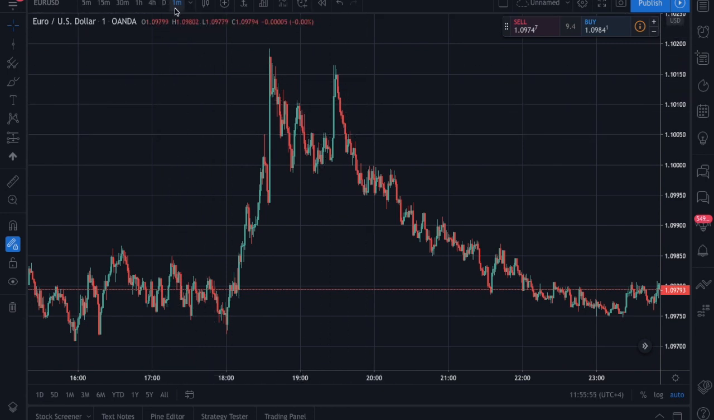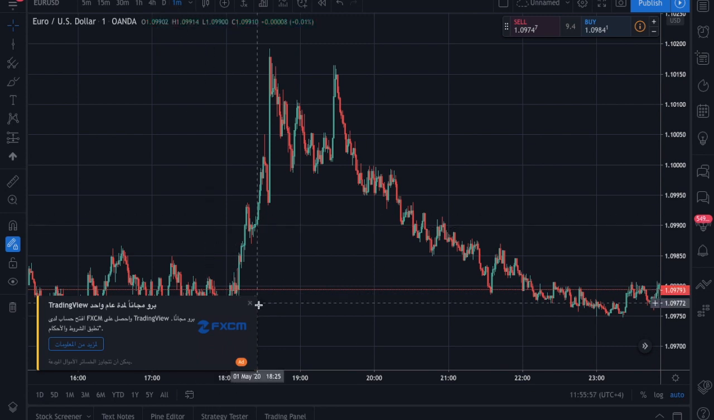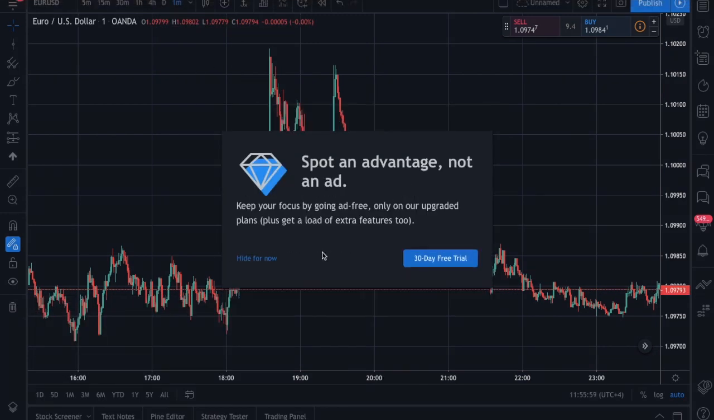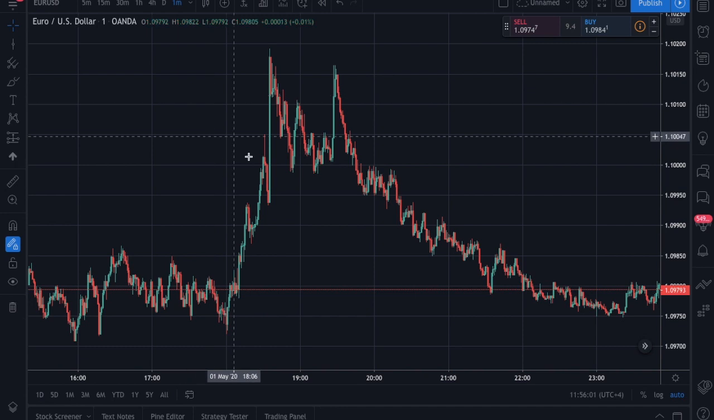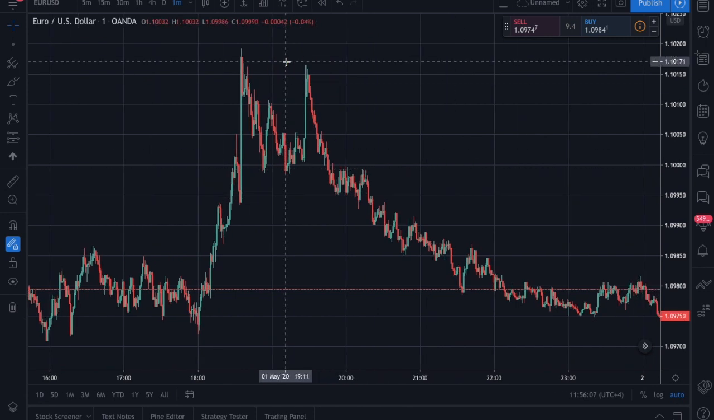This strategy works only for a 1 minute chart, guys. If you want to go for 5 minutes or 1 hour, this is not the good strategy. This is only for quick scalping. That's it.